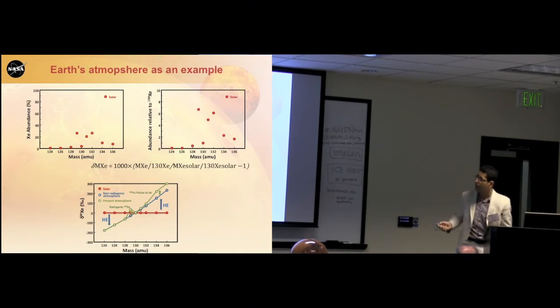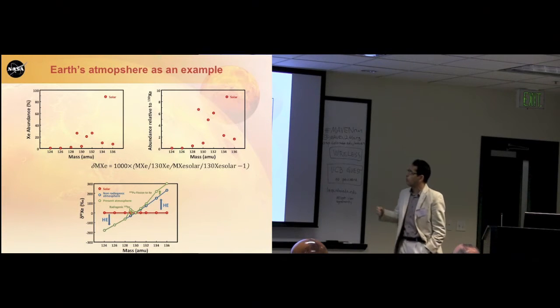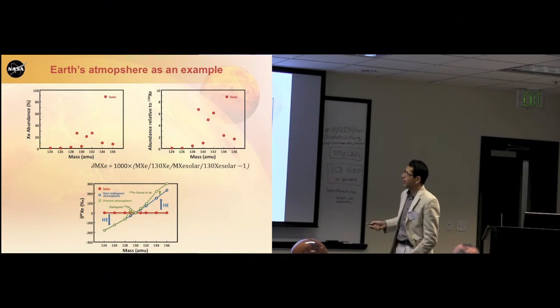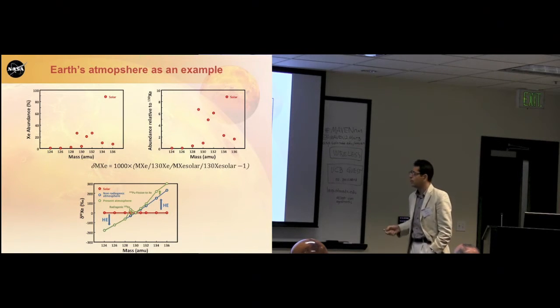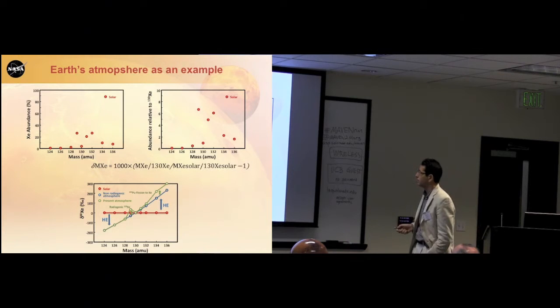So here you have the solar xenon abundance. We like to look at it usually relative to one of the isotopes. So instead of plotting absolute percent abundance, we plot it as abundance relative to one member. Here we pick the non-radiogenic xenon-130. So we divide each abundance by this one, and we find these numbers. For example, xenon-129 is about 7 times the 130.